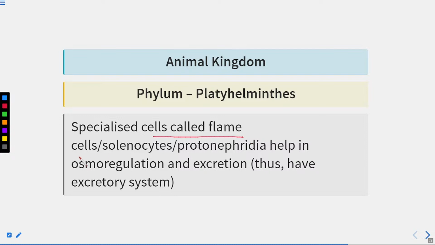Specialized cells called flame cells, solenocytes, or protonephridia help in osmoregulation and excretion. It is very important that they have very special cells called flame cells. In some organisms it is called solenocyte, and in others protonephridia, but their functions are all the same, that is osmoregulation and excretion. So they do have an excretory system, but they do not have a well developed digestive system. How do they take food? They take food from the host, through the general body surface.